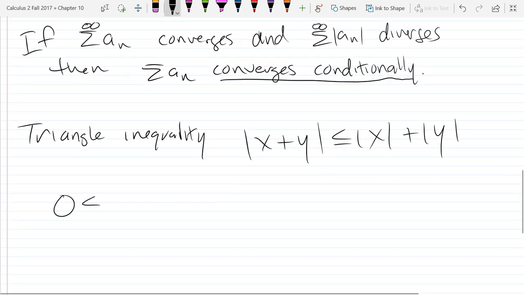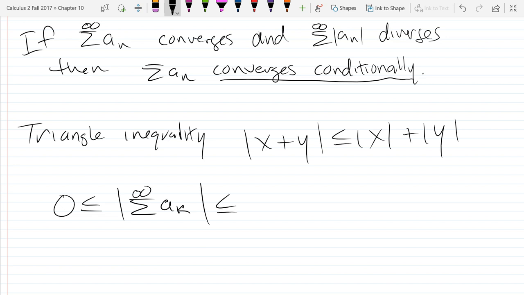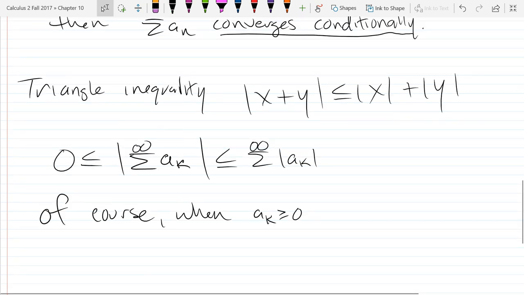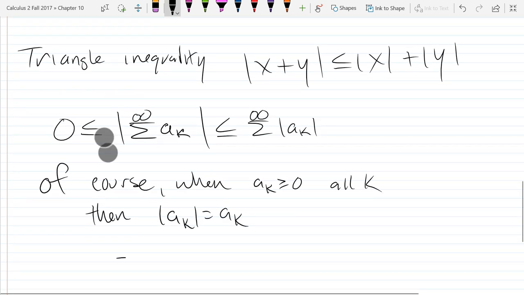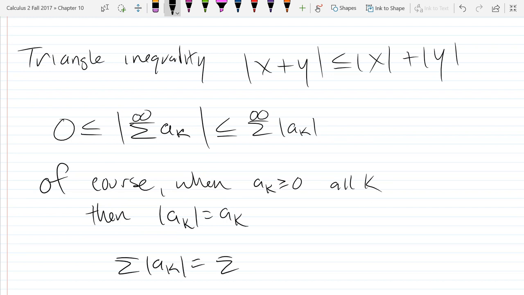And the triangle inequality leads us to this inequality. If you add up the absolute value of the terms, you could get a bigger number than if you added up the terms and then took an absolute value at the end. Now, if all your terms are positive for all k values, then the absolute value of ak equals ak. So, of course, the summation of absolute value ak equals the summation of regular ak, and if they're already positive, it equals the absolute value of the sum. So if everything's positive, absolute value doesn't do anything.